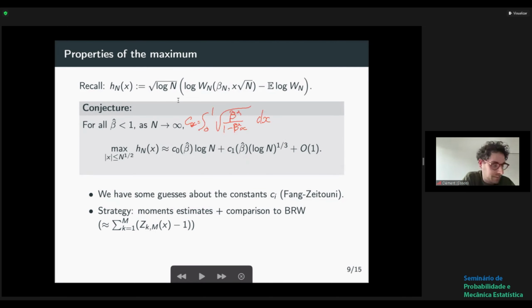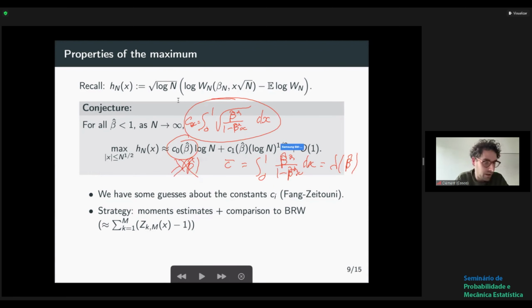Whereas if the variance had been constant, then we would have expected C bar, which would have been this, 1 minus beta hat squared x dx, which is the famous lambda beta hat. So the initial conjecture we had was with a lambda of beta hat here, and then we realized that actually it should not be that, but it should be this, which is a different speed. So there is a trade-off between the variance profile and the usual maximum of branching random walk.